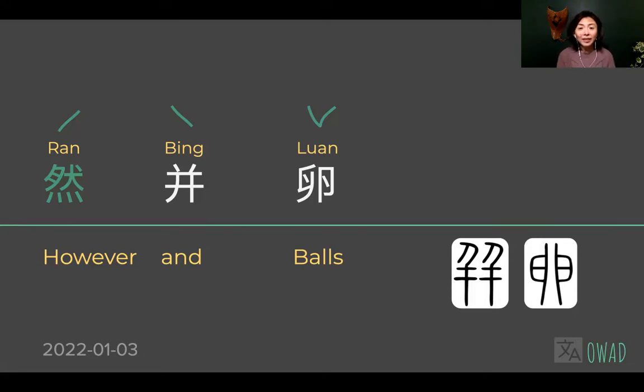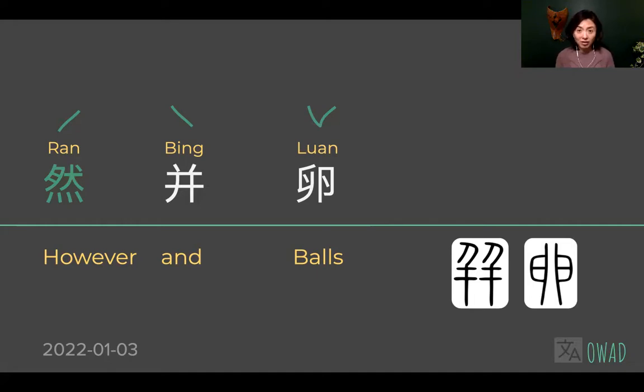So 然 here actually used next to 耳. 耳 is not written over here. But it was in the original text. 然耳. Okay, I should have read the whole thing. 然并卵. 然并卵. So only 3 characters. The full text from these characters is 然耳并没有什么卵用. It's a long expression, right? So contemporary Chinese, whoever came up with this, just picked the 3 characters.